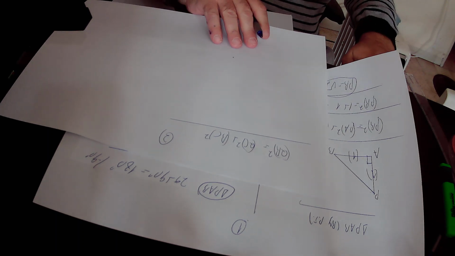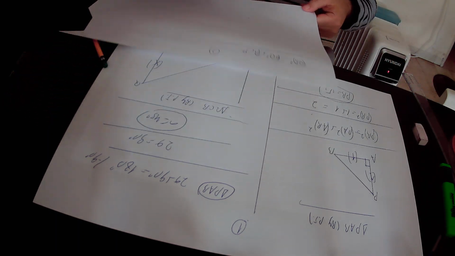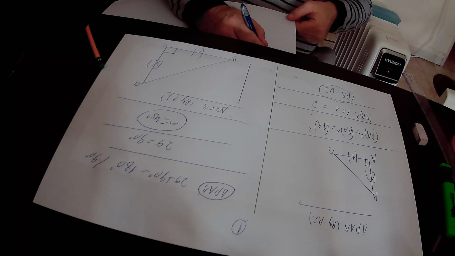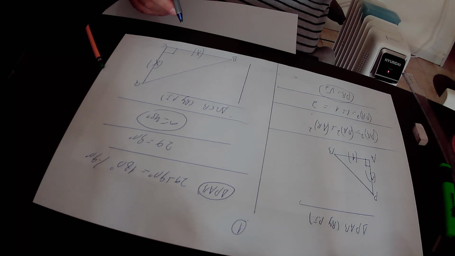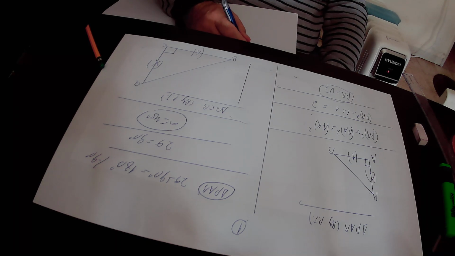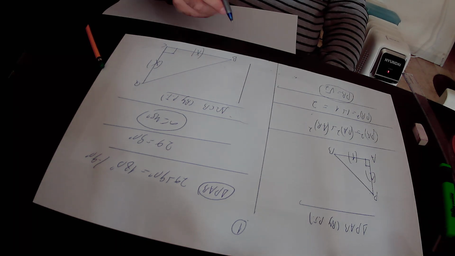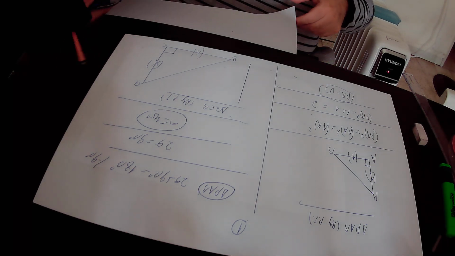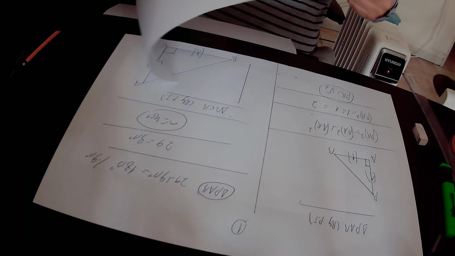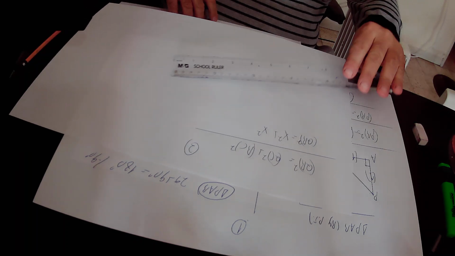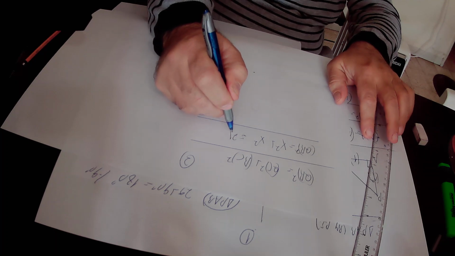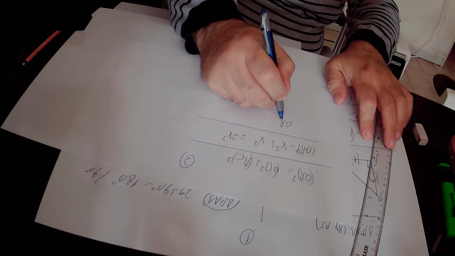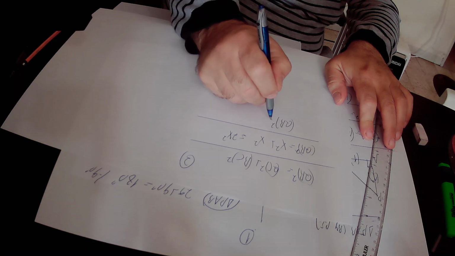QB squared equals QC squared plus BC squared. So QB squared, that is the square of the hypotenuse, equals QC squared. QC is x, therefore QC squared is x squared, plus BC squared. BC is x, therefore BC squared is x squared. So in conclusion, we found that QB squared equals x squared plus x squared, that is 2x squared. QB squared equals 2x squared.